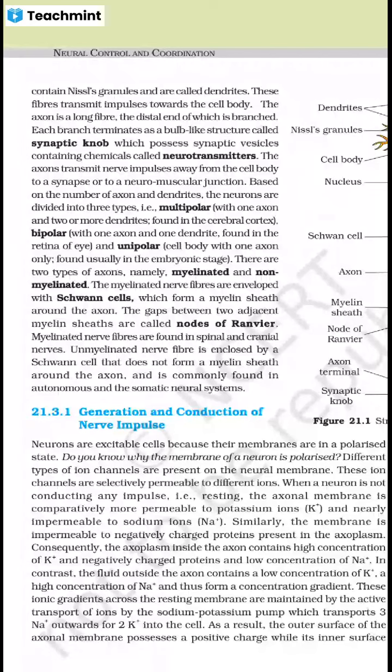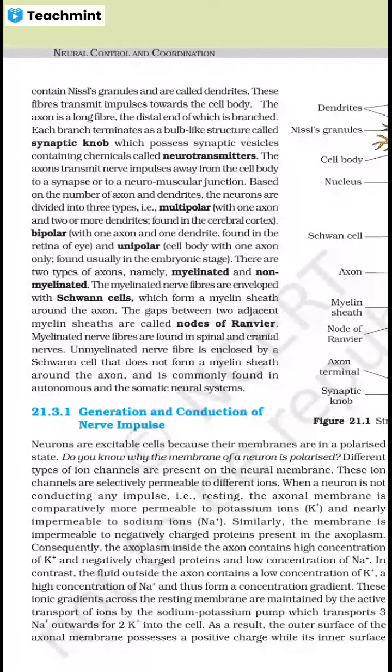Now these fibers transmit impulse towards the cell body. मतलब कोई भी सिग्नल आया तो ये क्या करते हैं कि ये डेंड्राइट्स सिग्नल को लेते हैं और सेल बॉडी के पास जाकर सिग्नल को दे आते हैं. They bring the signal towards the cell body, right? The axon is a long fiber, the distal end of which is branched. Each branch terminates as a bulb-like structure called as a synaptic knob, which possesses the synaptic vesicles containing chemicals called neurotransmitter.